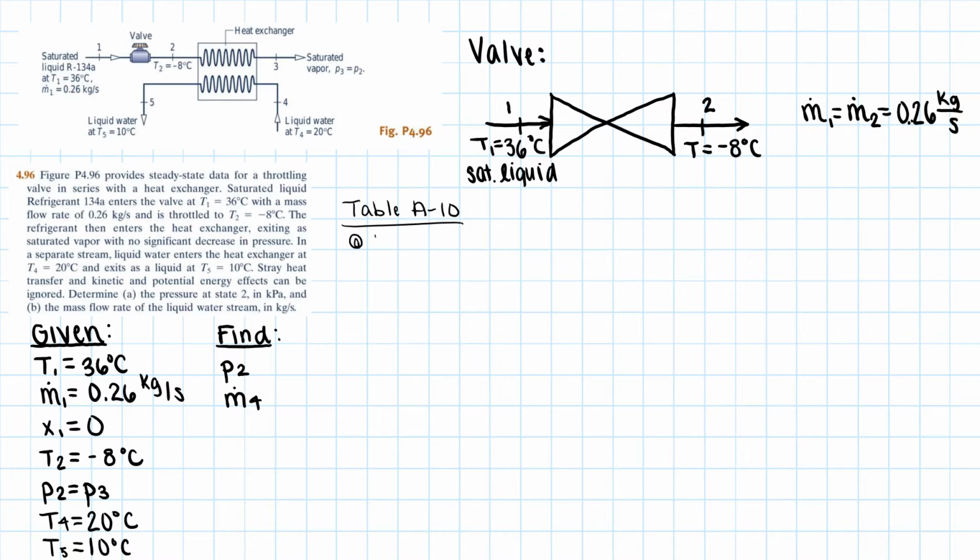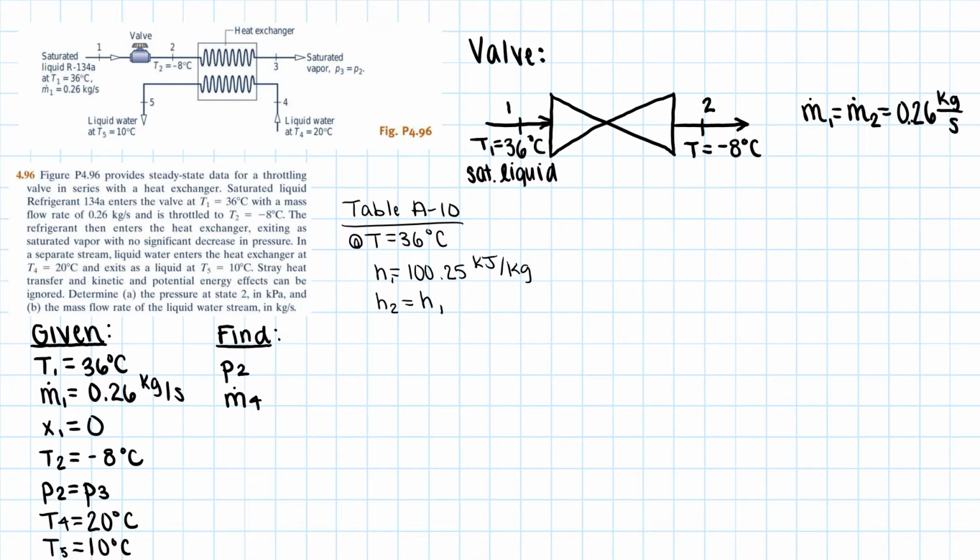So we have that at T equals 36 degrees, we got the value for H1, which was the enthalpy at the saturated liquid point for that temperature, which was 100.25 kilojoules per kilogram. We also know that the enthalpy at state 2 is going to equal the enthalpy at state 1, and so we can write that down as well. We also learned from that table that at the temperature of negative 8 degrees Celsius, we could get the pressure, and that is one of the things that it asked for in this problem.